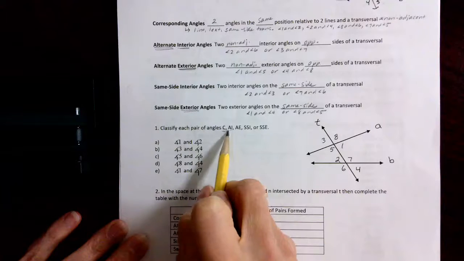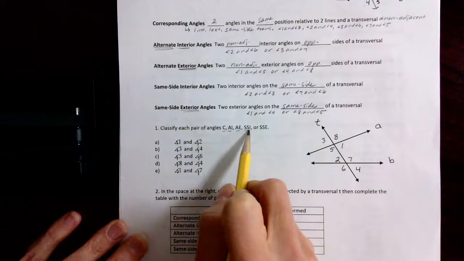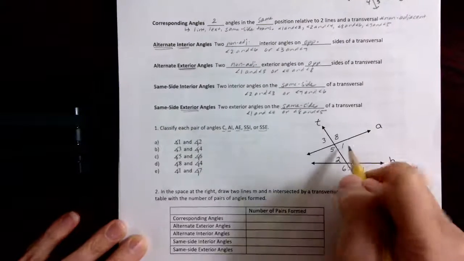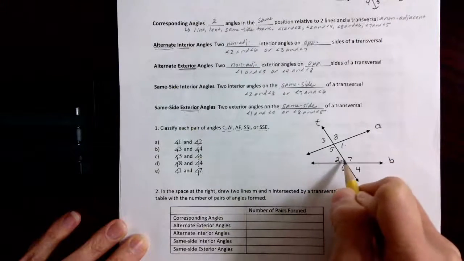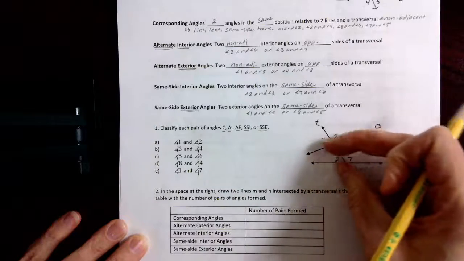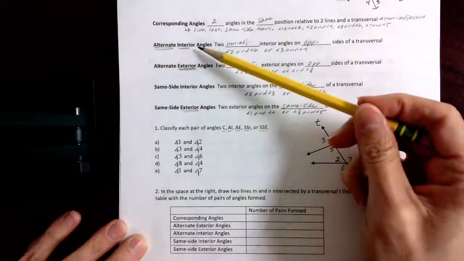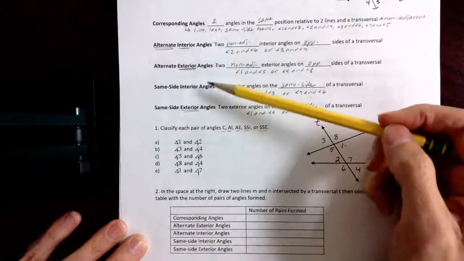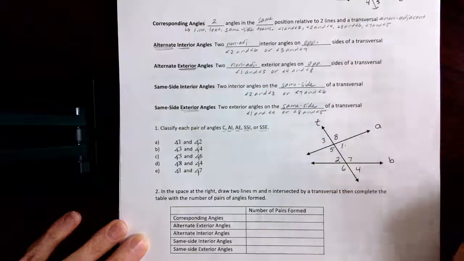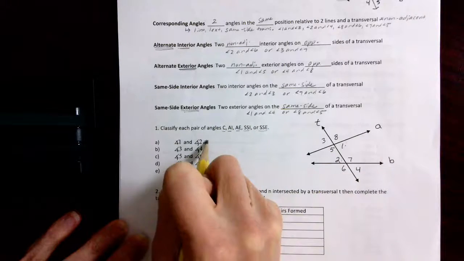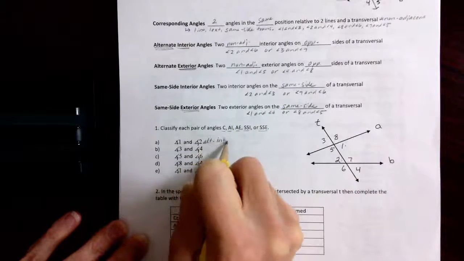Okay, all right, so on the next section it says classify each pair of angles as corresponding, alternate interior, alternate exterior, same side interior, or same side exterior. So angle 1 and angle 2. When I look at my diagram, here's angle 1, here's angle 2. They're inside of the two lines, so I would say they're interior angles. So my option is either alternate interior or same side interior. Okay, now since these ones cross the transversal, this is what I would call alternate interior angles.